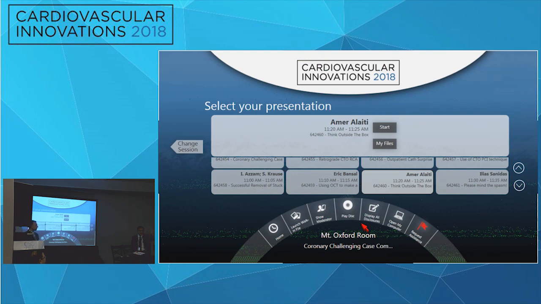That's a great point, and that's why you guys are all dual trained in vascular. It's wonderful. Hi, very nice presentation.